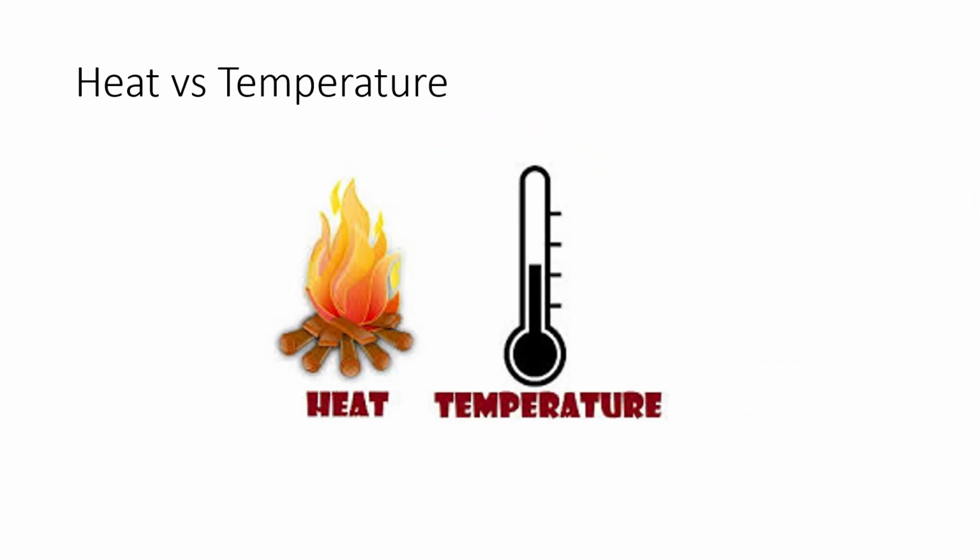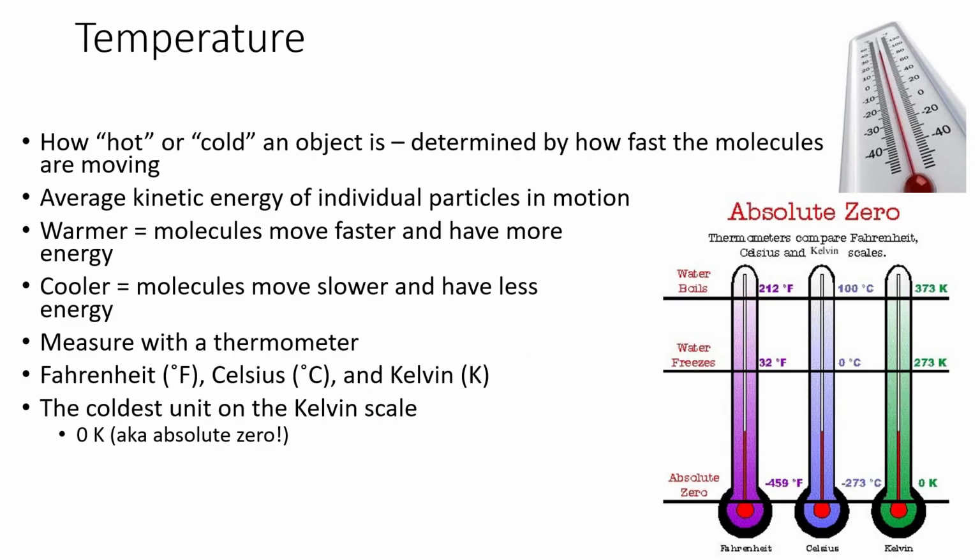This is looking at the difference between heat and temperature. Temperature describes how hot or cold an object is, which is determined by how fast the average kinetic energy of the individual particles that are in motion. So remember, the kinetic energy is moving energy, so how fast those particles are moving.